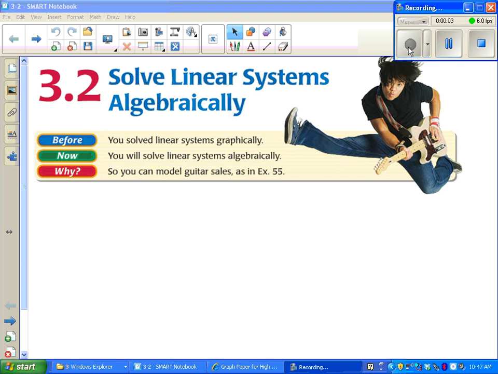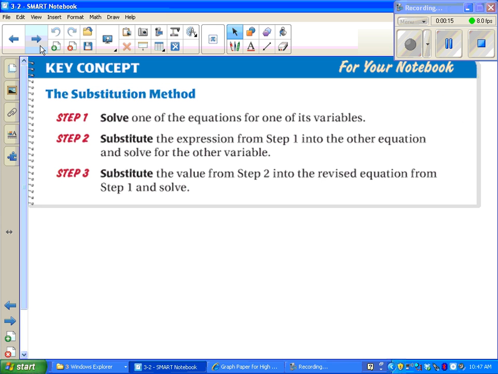Today we're going to solve linear systems algebraically, which is a lot nicer in my opinion than solving graphically like we did in the last lesson, because we don't have to draw graphs and we get exact answers. So we're going to see two equations, and our first step is to solve one of the equations for one of its variables. That means get x or y by itself. We then substitute that x or y value into the other equation and solve.